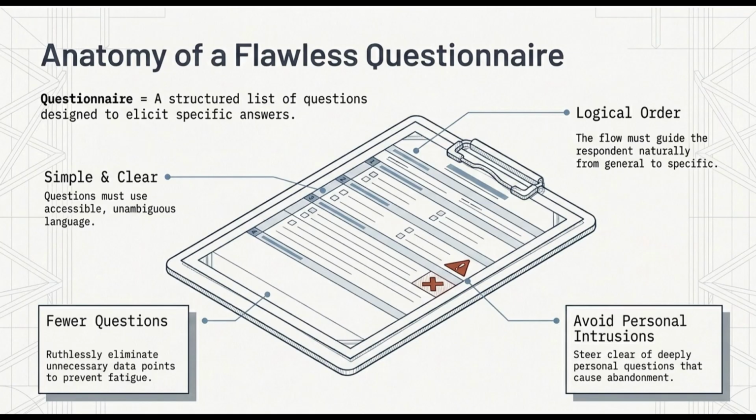Now let's see the anatomy of a flawless questionnaire, how to make a perfect questionnaire. A questionnaire is a structural list of questions designed to collect information, right? So a good questionnaire should follow a logical order. The flow must guide the respondent naturally from the general to specific. Okay, clear?